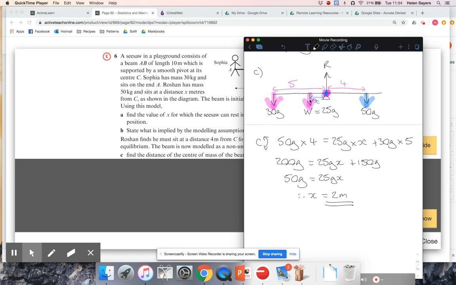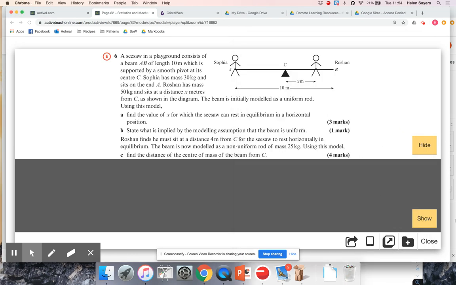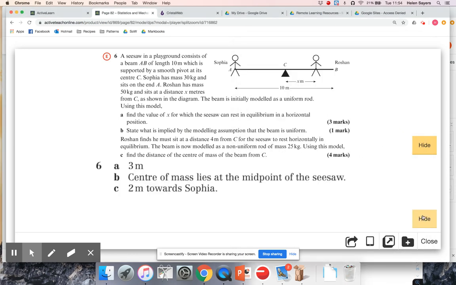If we had put this on the wrong side, so if we'd had the weight here, we would have ended up with minus 2 meters. As long as you could interpret that as, oh, it must be 2 meters over to the left there, that would be fine. Okay, just check that we did get those answers right. Yeah, 2 meters, centre of mass, midpoint. Did we get 3 for the first bit? Yes, we did, lovely.